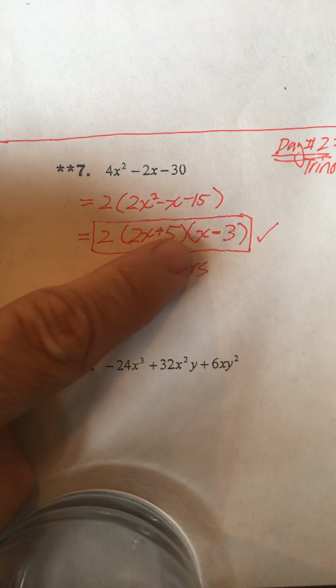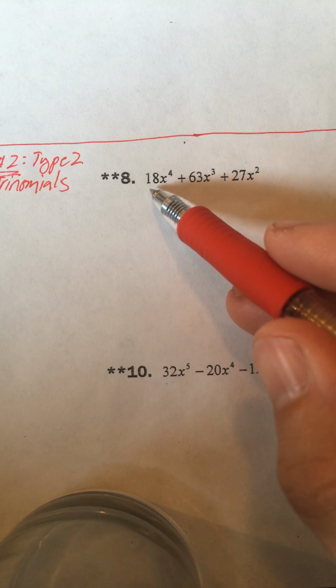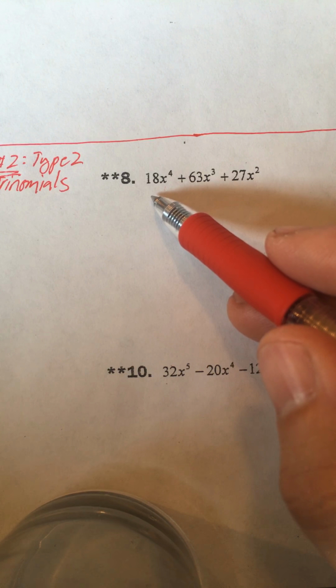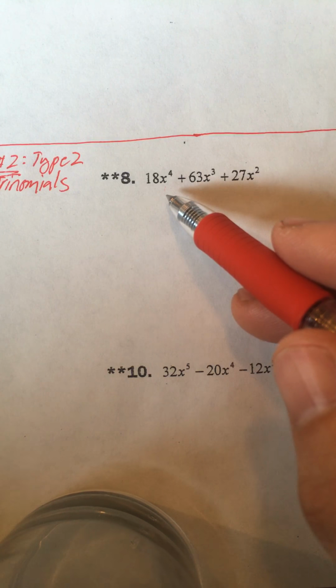All right, let's keep cruising here. Take a look at another example. We'll get a little bit more complicated here. I do have a trinomial. A is not 1. This does look like a type 2. It doesn't matter because I always want to check for a GCF.